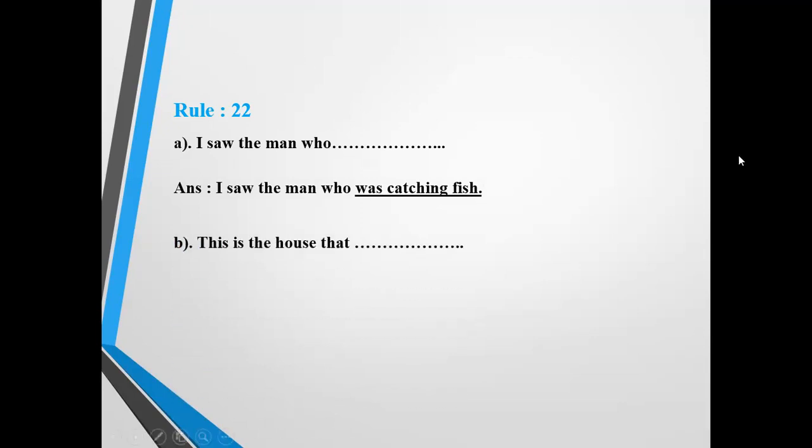Number B, this is the house dash that dash. Answer: this is the house that he wants to buy. Here the house is the antecedent.